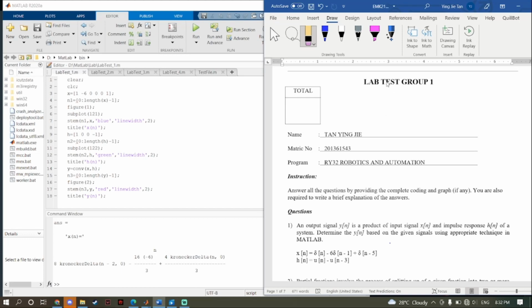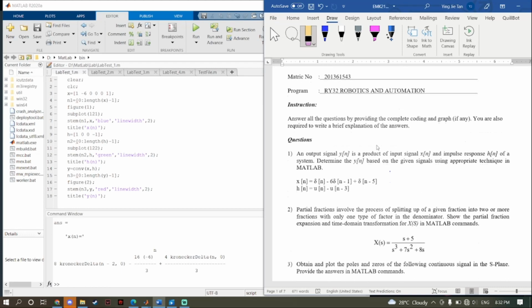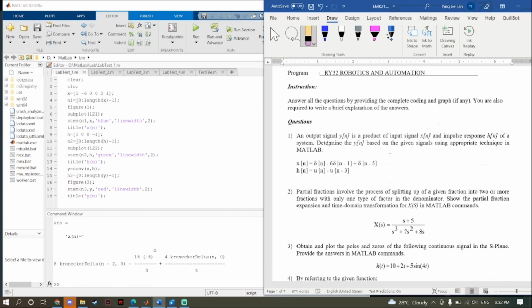So right here I'm going to present about my lab test. We're going to start with our first question. For the first question, we are asked to get the output signal of y[n] by using convolution. Remember that our convolution equation is this one.